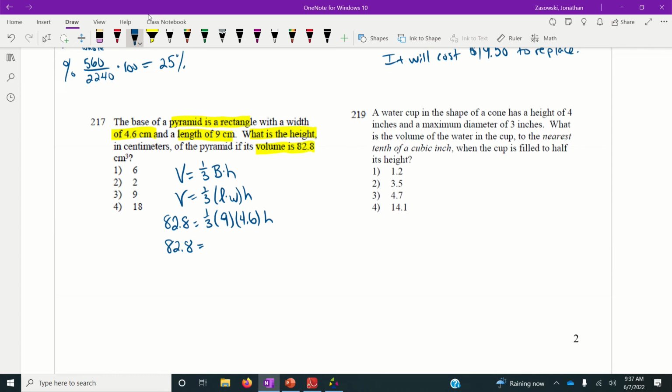So if we just do 1/3 of 9, which is just 3 times 4.6, we get 13.8 times h, and then we'll divide out by 13.8 for our answer. And we should get 6. Okay, number 219 to the right.